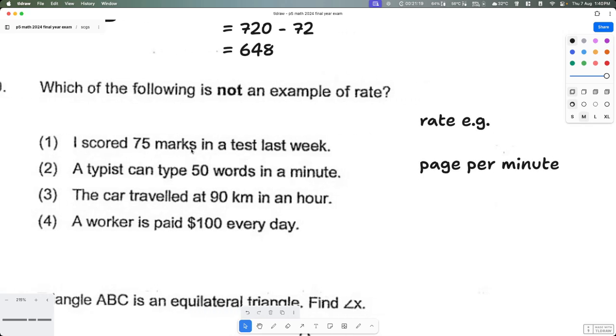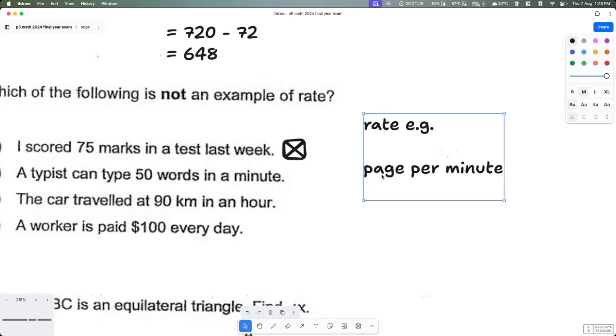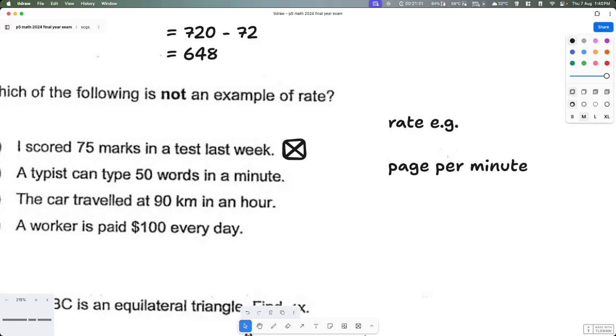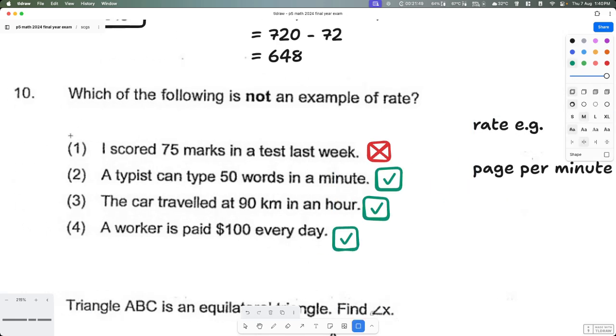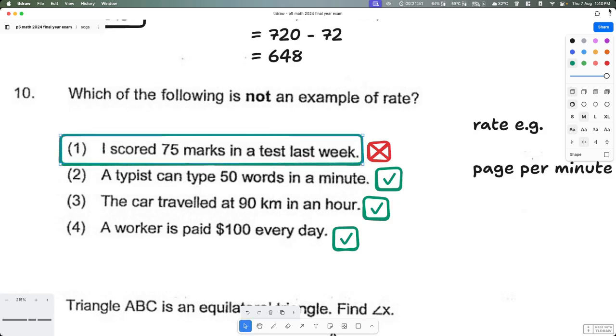I scored 75 marks in the test last week. Nope, not it. So we can cancel this, right? Then a typist can type 50 words in a minute, so we can include this as well. If a car travels 90 kilometers in an hour, yes, we can. And then a worker is paid every day, right? So in this case, this is red and the rest is green. So that means option one is not an example of rate.